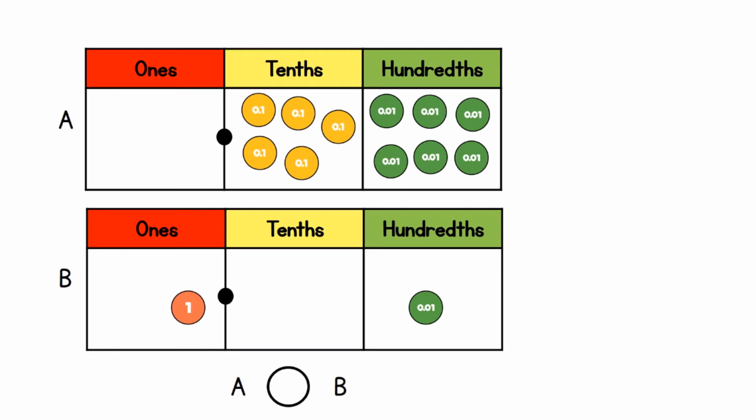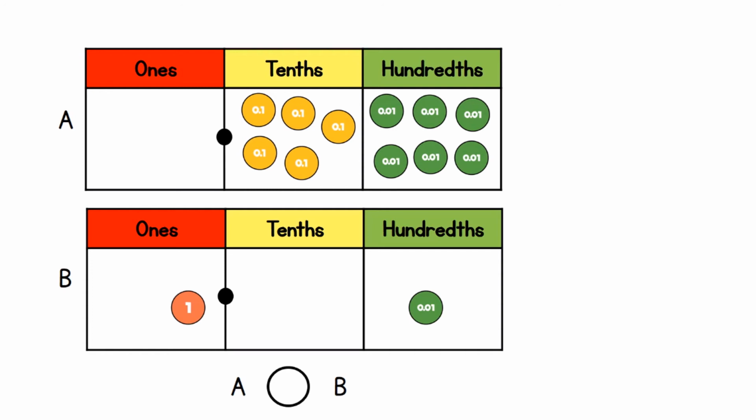Great. Now let's take a look at this. Which one do you think is greater? Pause and have a think. So you need to remember that it's not about the number of counters that are present, rather it's about where they're placed in the grid that gives it its value. So someone may look at this, if they had no knowledge of place value, and think A is greater because there's more counters, but we know that's not the case.